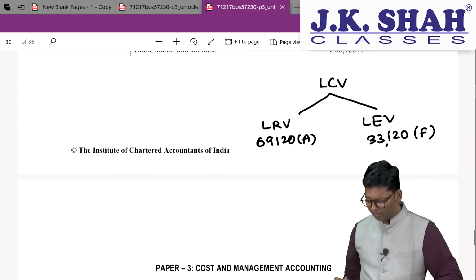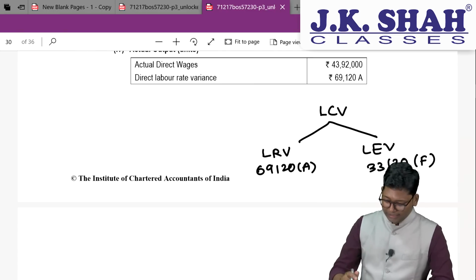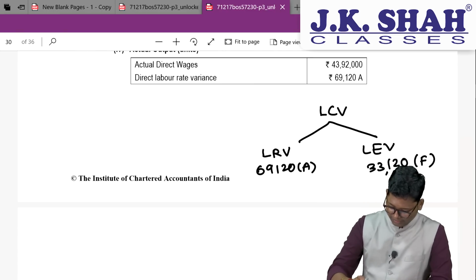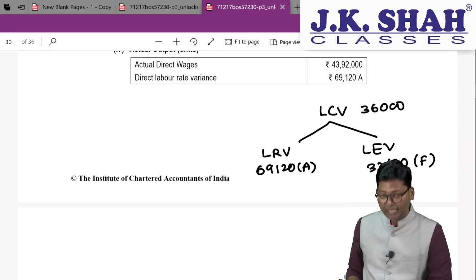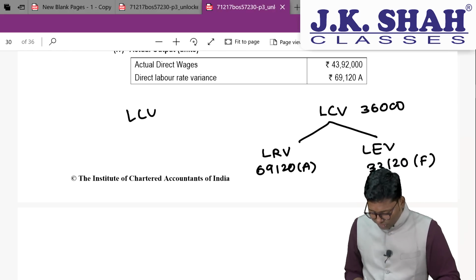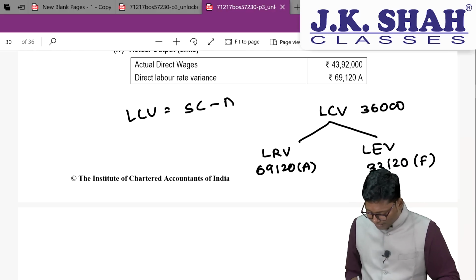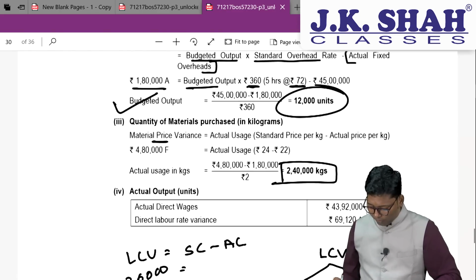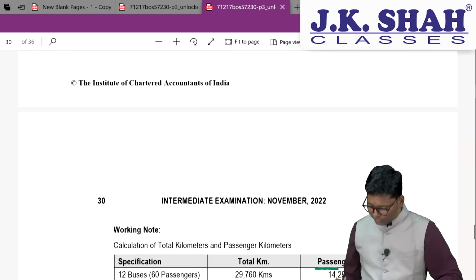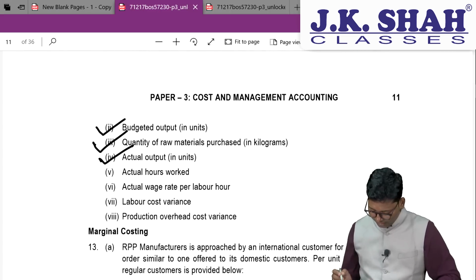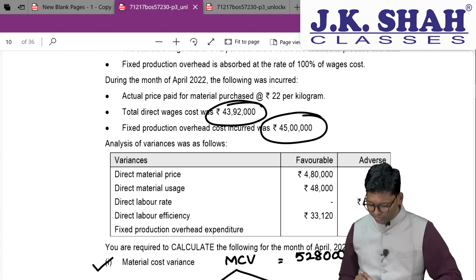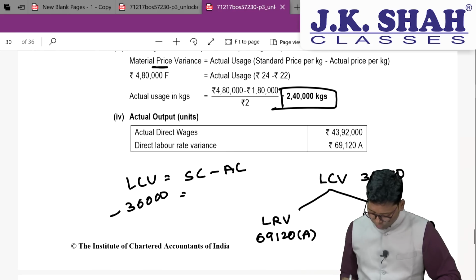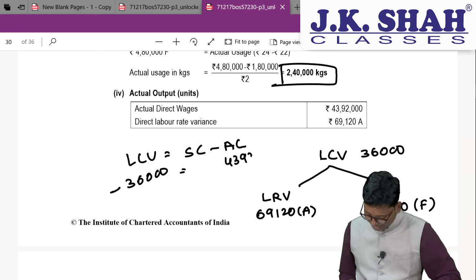Sir, how to calculate standard cost? Sir, it is minus 69,120 plus 33,120. This one is 36,000, correct? Now your labor cost variance is standard cost minus actual cost. This one is 36,000 negative. Out of standard and actual, labor cost is given in the question. You can check here. Actual labor cost is 4392. So my actual cost is 4392.